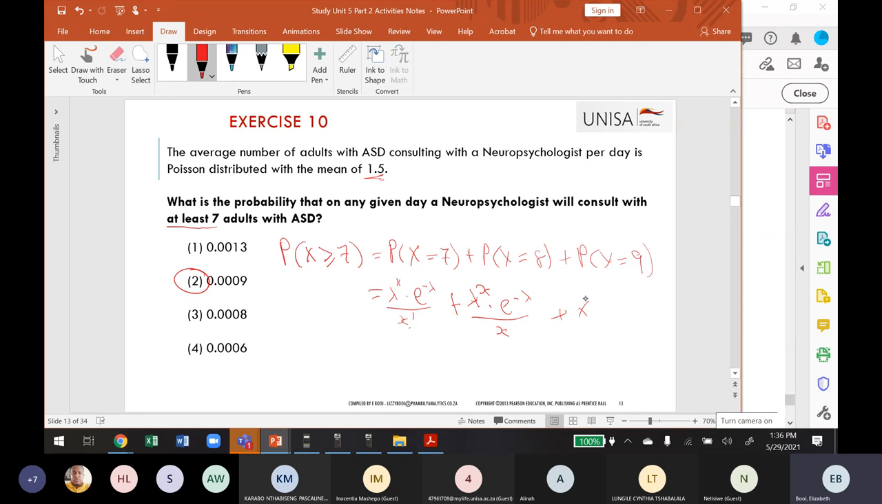Lambda to the power X times e to the power minus lambda, divided by X factorial. So you will substitute 7 everywhere you see X, 8 everywhere you see X, and 9 everywhere you see X, and eventually at the end you should have 0.0008 and 0.0001 plus 0.0000, and that should give you 0.009. That is if you're going to use the formula.